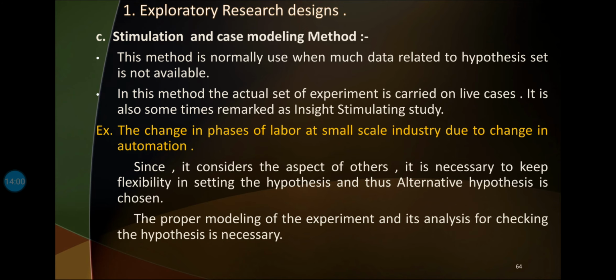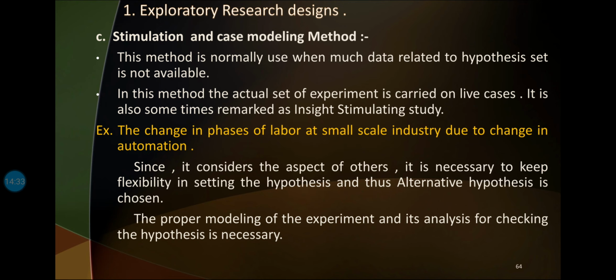Maybe the change in the pace of labor at small scale industry due to the change in automation. So whenever you want to do a study related to this, that how advanced technology, automation is creating impact on the labor, then you need to be part of the experiment and conduct your experiment on live sites. Since it considers the aspects of others, it is necessary to keep flexibility in setting the hypothesis.